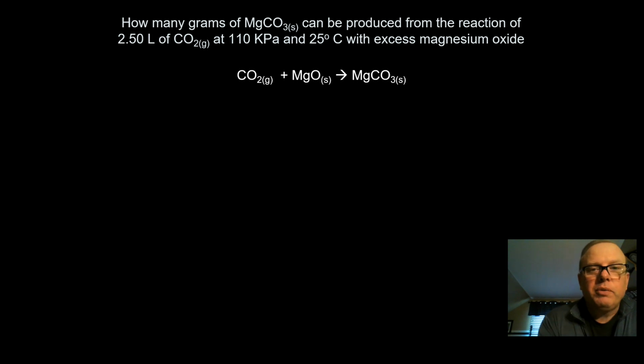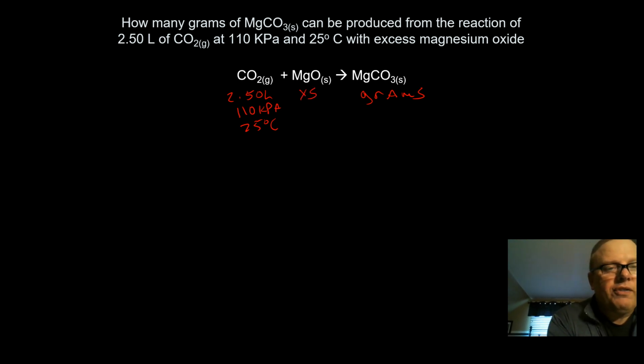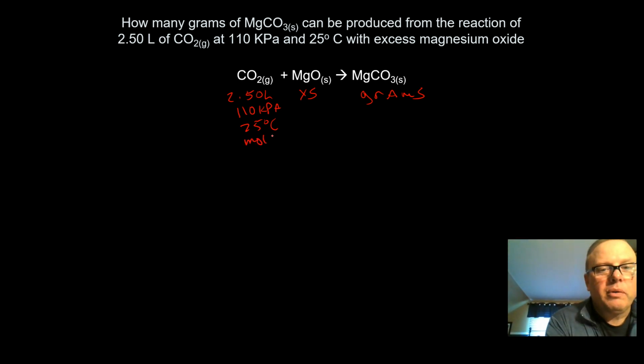How many grams of magnesium carbonate would I get if I start here with 2.50 liters of CO2 at 110 kPa and 25 degrees Celsius, with excess magnesium oxide, so we don't need to worry about that. So I'm going to start off by solving for moles of this. That is what I need to find. Moles is the initial X I want to find before I can go and find grams of this.